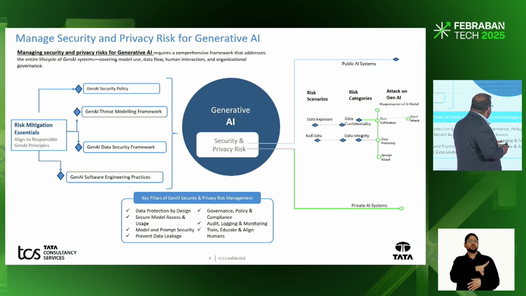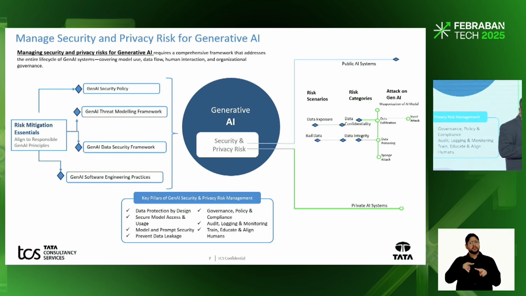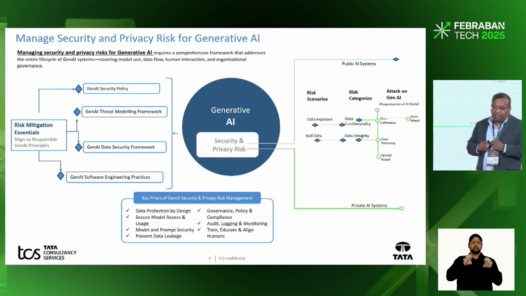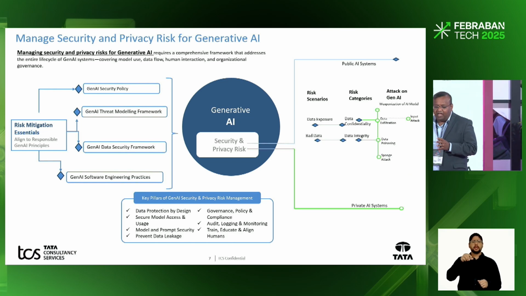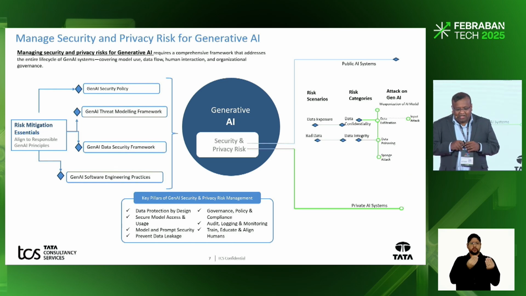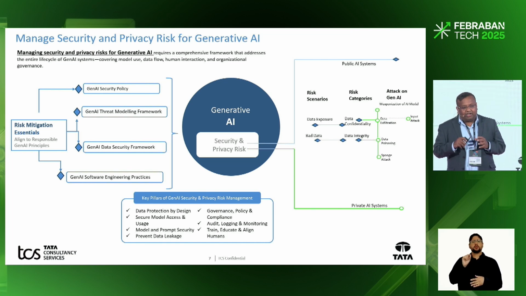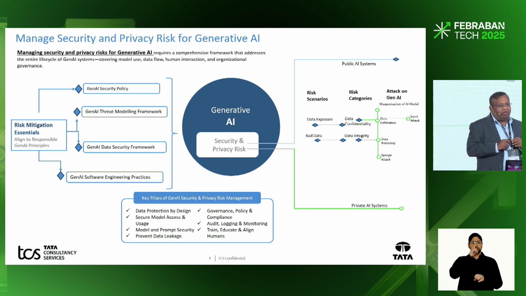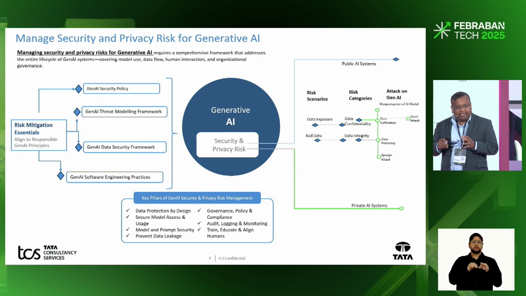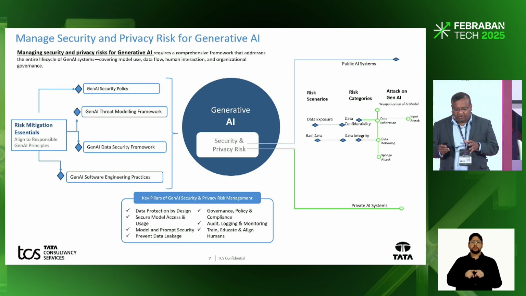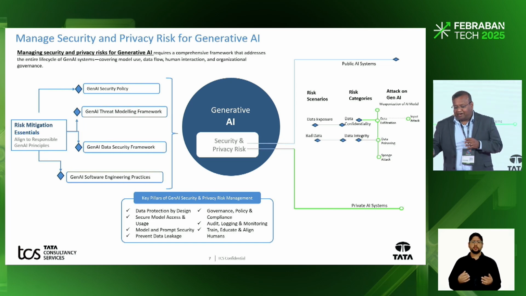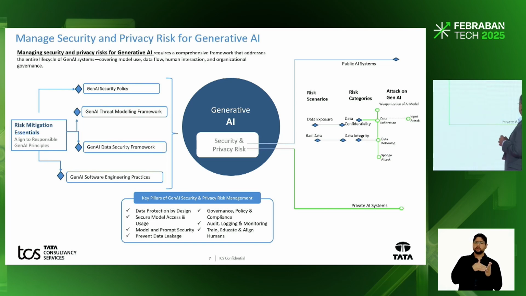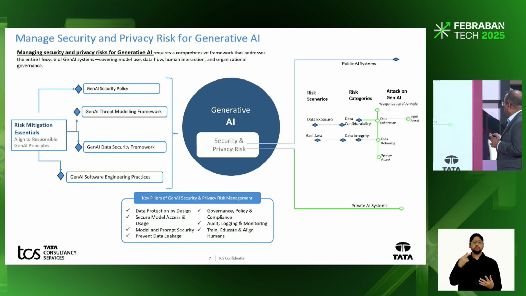This is a high-level framework that we engage when we manage security and privacy risk in an LLM or generative AI program. Basically, you should look at all the critical frameworks that need to be used in a generative AI program, like your generative AI security policy, your threat modeling framework, or your generative AI data security framework. At the end of the day, you're going to protect the right side, right? These are a few of the risk items that we are looking at.